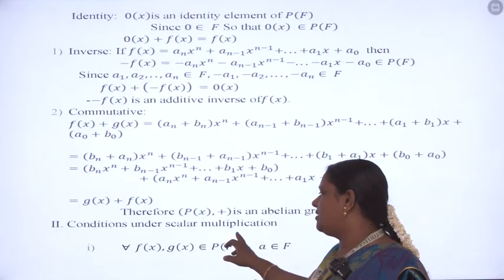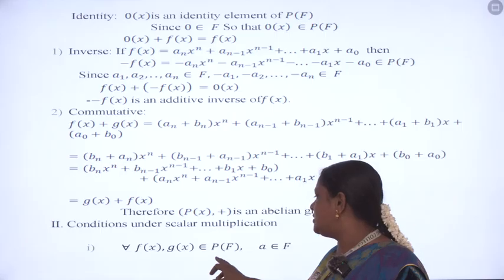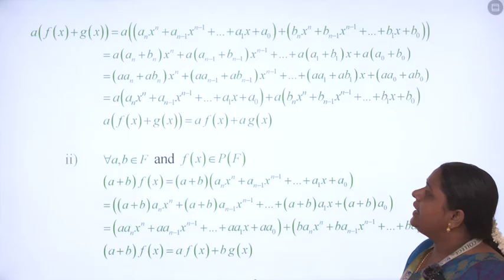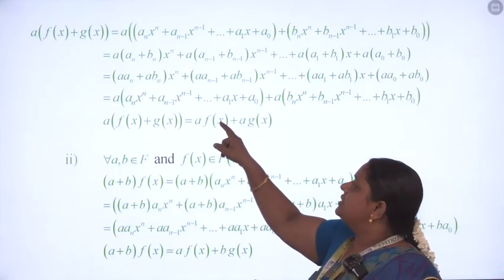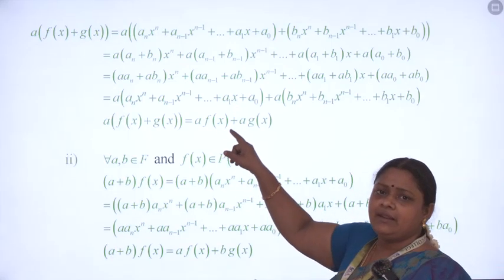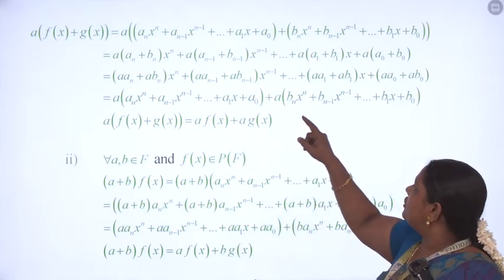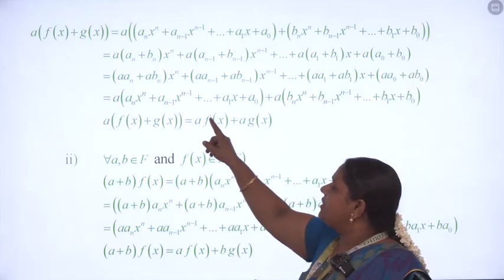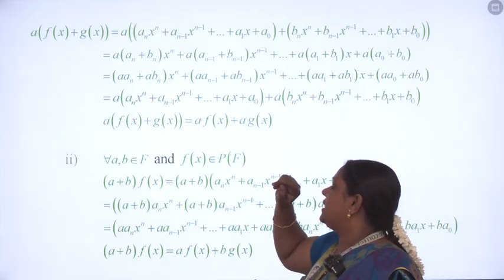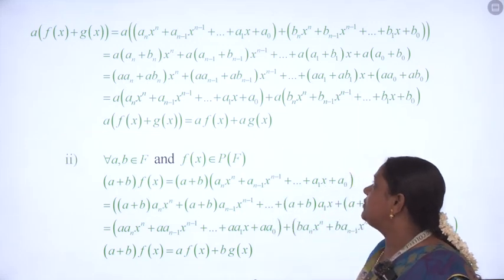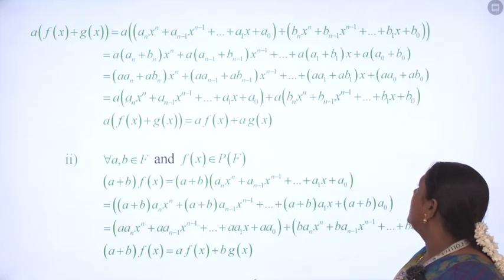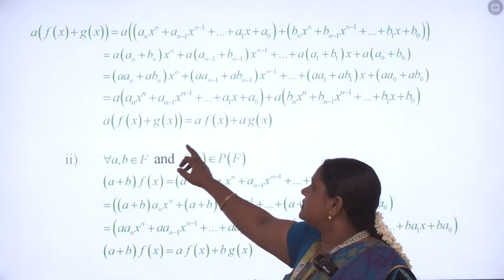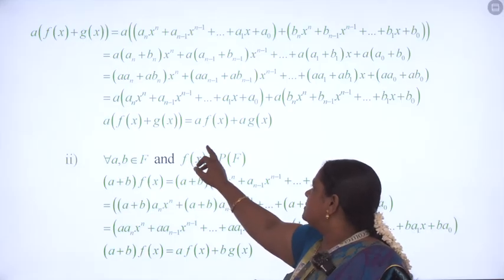Then conditions under scalar multiplication. For all f of x comma g of x belongs to P of F, a belongs to F. Then a into f of x plus g of x. So a into f of x is nothing but a into an x power n and so on, a0. G of x is nothing but bn x power n and so on, b0. Then add up these two: a into an plus bn into x power n plus a into an minus 1 plus bn minus 1 x power n minus 1 and so on, a into a0 plus b0. Then club these two, we will get a into f of x plus a into g of x.